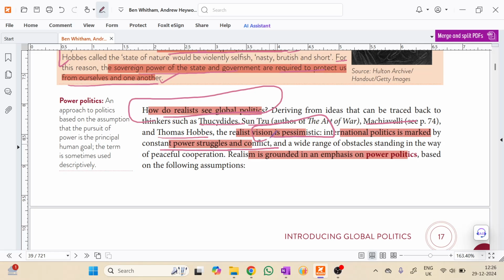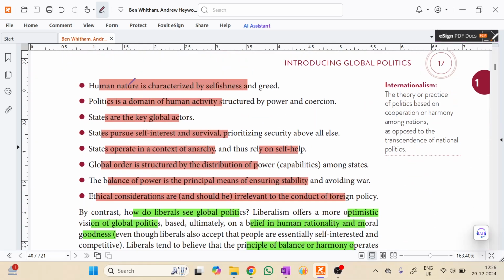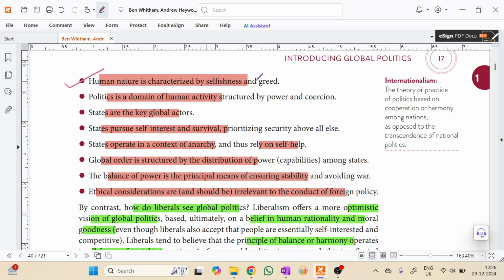And because of the constant struggle, there is constant conflict, and realism is grounded in its emphasis on power politics. The assumptions are that human nature is characterized by selfishness and greed. Politics is a domain of human activity which is structured by power and coercion. So, according to realists, most human activities are aimed at grabbing power.